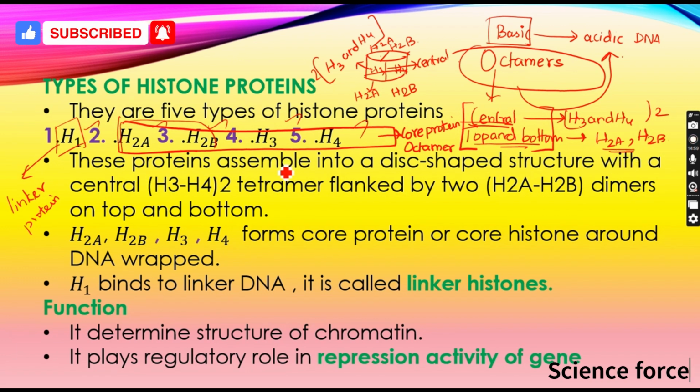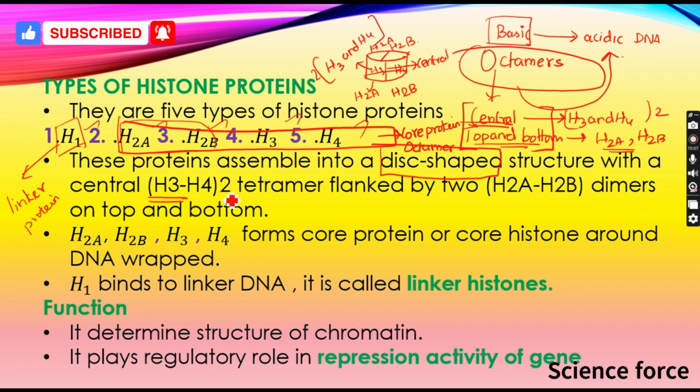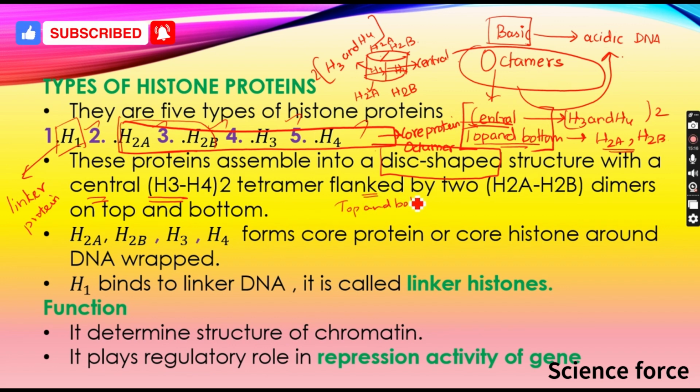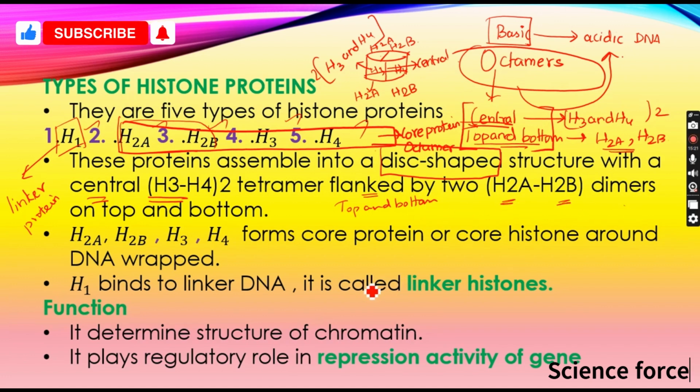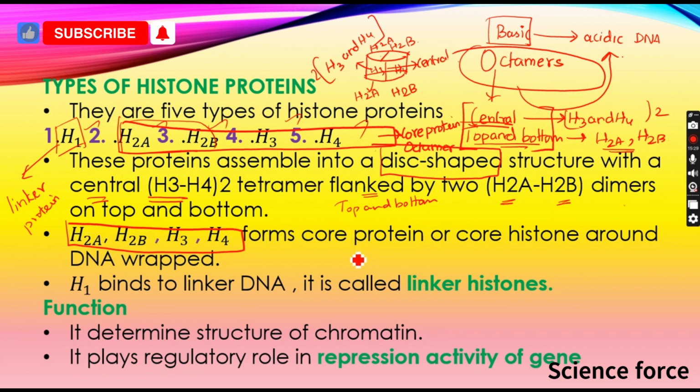Here we can see that they are going to assemble as a disc-shaped octamer. Among these, the H3 and H4 as a dimer, as a tetramer, are going to be in the central, and the flank, meaning the top and bottom, is going to be covered by H2A and H2B as two dimers. So here we can say that H2A, H2B, H3 and H4 are going to form an octamer disc.